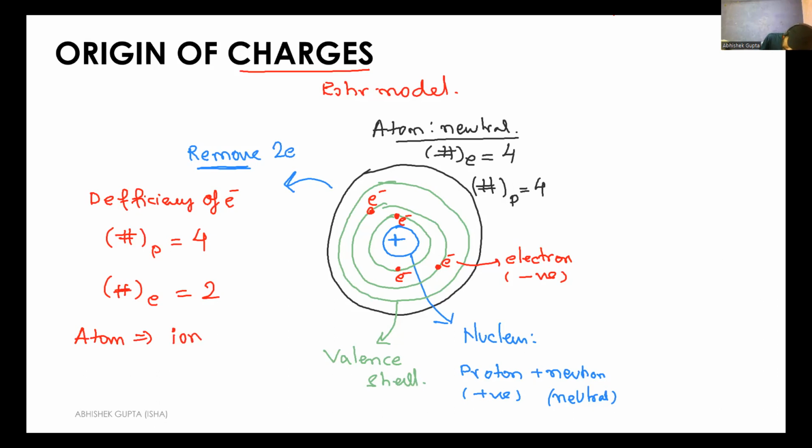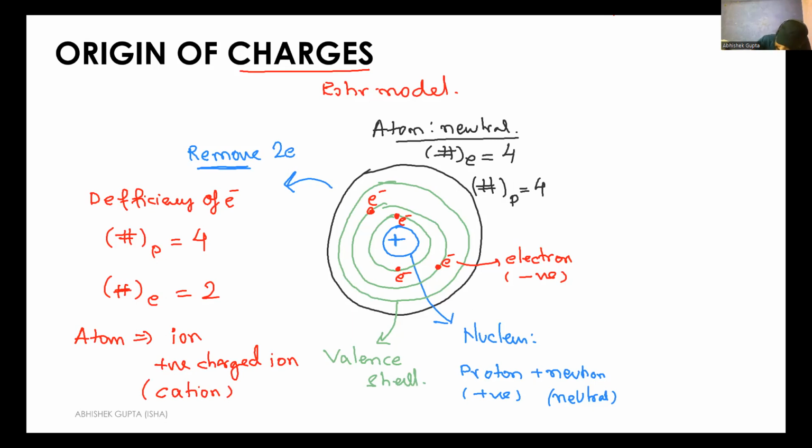And what kind of ion? A positively charged ion, and this positively charged ion is given a name called cation. It is no longer an atom, it has become an ion, and this is called a cation. This happens when we remove electrons.